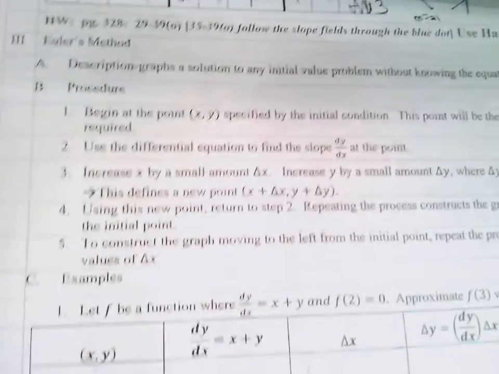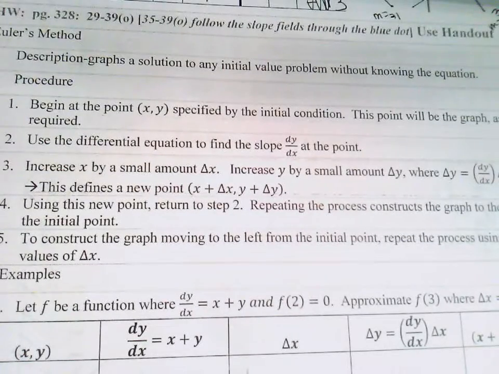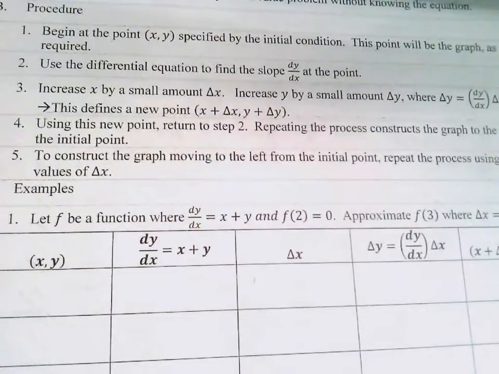Okay, so Euler's method. Description. So these graph a solution to any initial value problem without knowing the equation. Now, initial value was the one where you found the differential equation by integrating both sides, and then you were given a point, and you put the point in so that you could find C, and then you plug that into the general solution to get the particular solution. Well, here's a way to chart it.